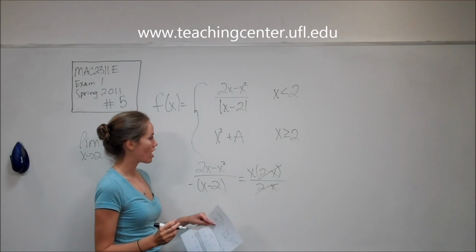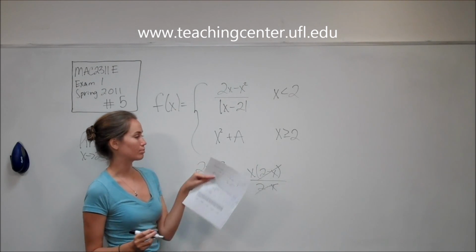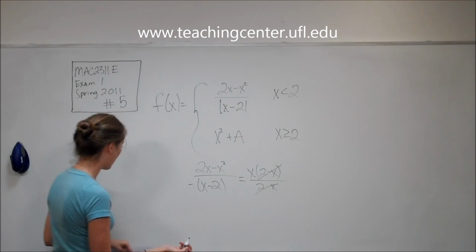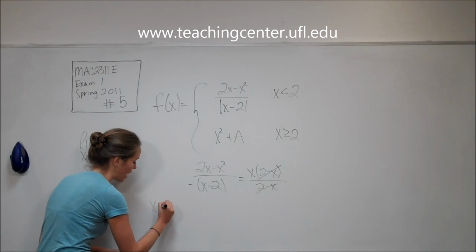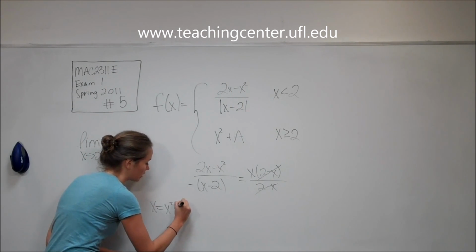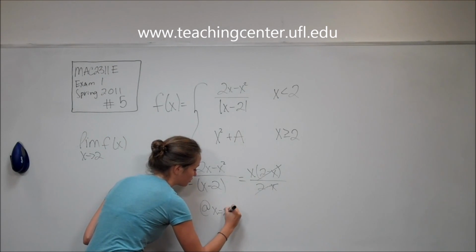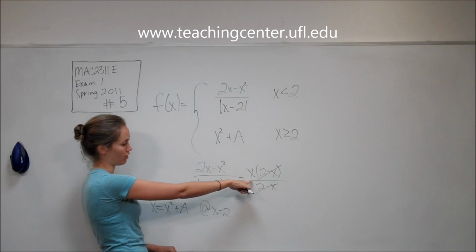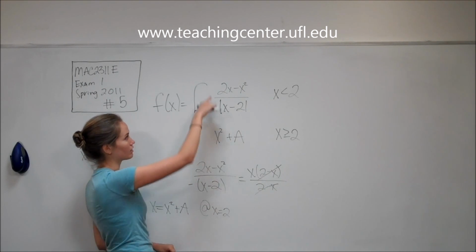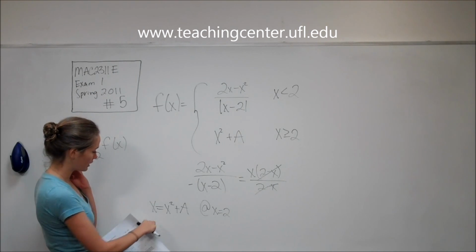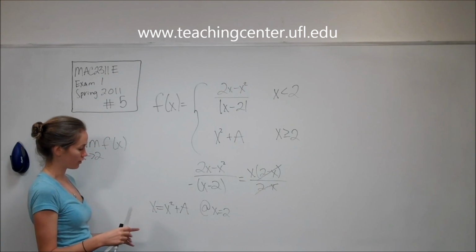And so we want x to be equal to x squared plus a at x equal to 2. So I'll write this out: we want x to be equal to x squared plus a at the point x equals 2. This x we got from simplifying the first part of our piecewise function. And so we just want to solve this at x equals 2 for a.